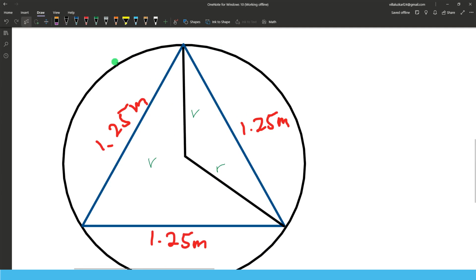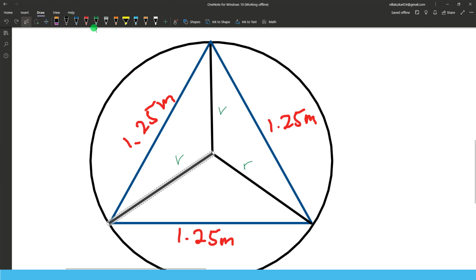Since this is an equilateral triangle, it means that the central angles, or the angles formed by dividing the triangle by the lines formed by the radius of the circle, are also equal. This angle here, say theta, is equal here.